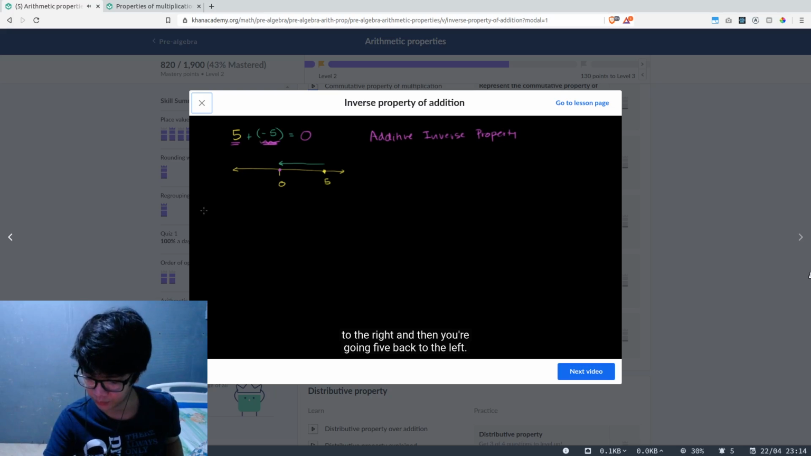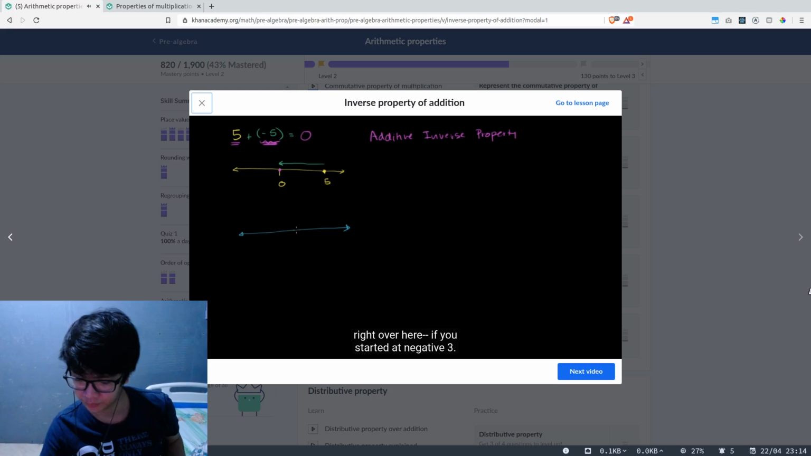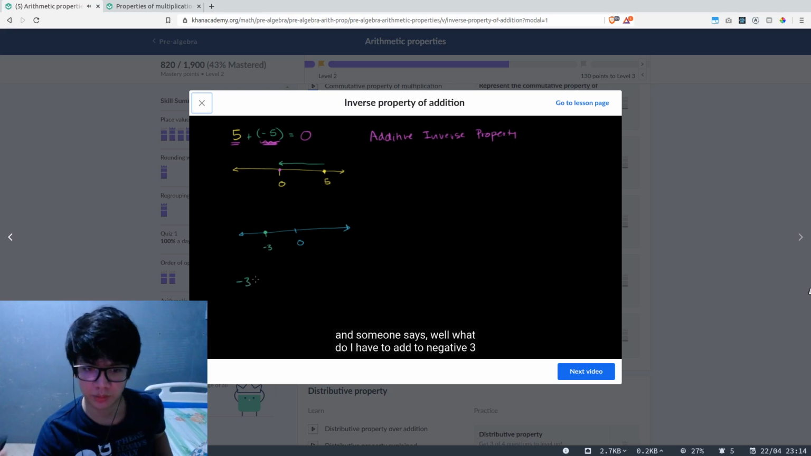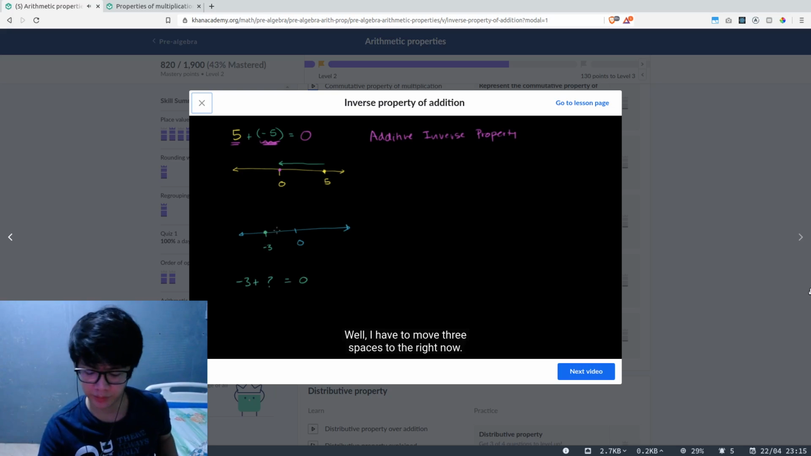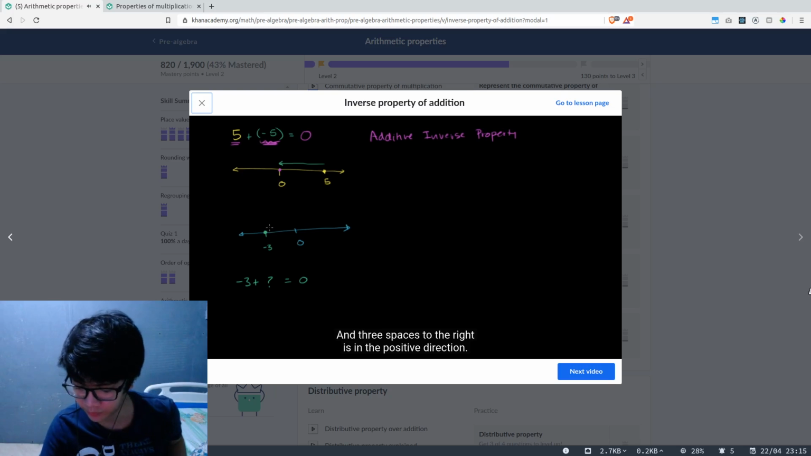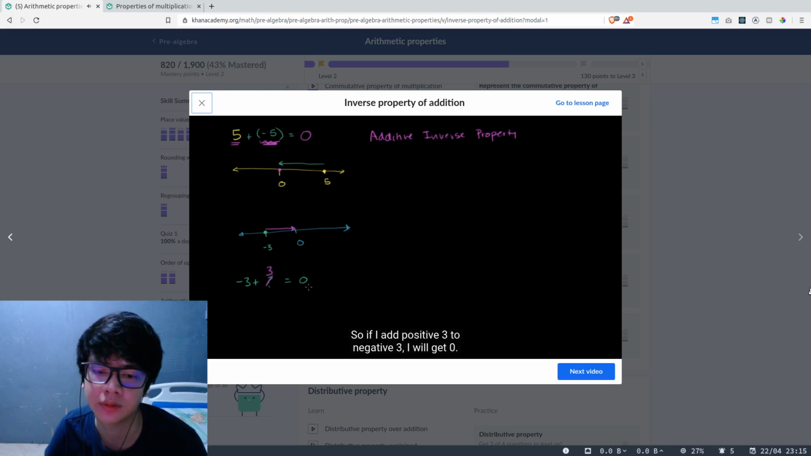Similarly, let me draw another number line right over here. If you started at negative 3, so you've already moved 3 spaces to the left, and someone says, what do I have to add to negative 3 to get back to 0? Well, I have to move 3 spaces to the right, and 3 spaces to the right is in the positive direction, so I have to add positive 3. So if I add positive 3 to negative 3, I will get 0.